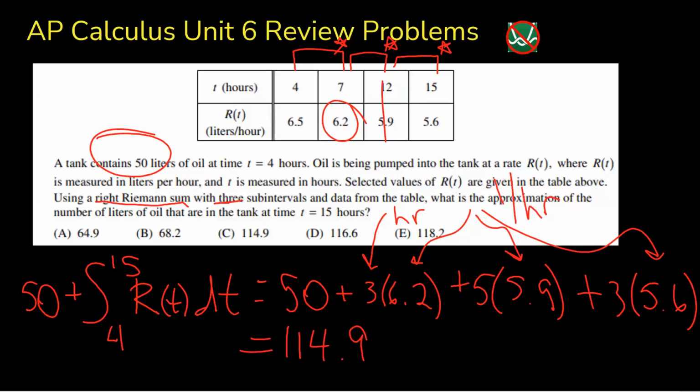Now, one of the most common mistakes students make is they forget to add this 50. And if you do that, you would accidentally pick choice A and get this one wrong. But here we have choice C.